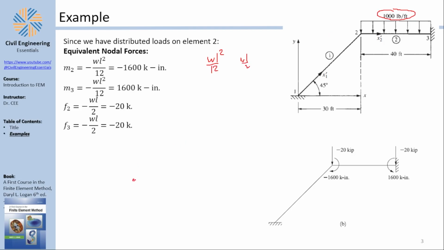Meaning, if I have an element like this between node i and node j, and a distributed force going down of load W, then it will be translated into a force going down here with a value of WL over 2 and a value of WL over 2, as well as a moment going in this direction, which is clockwise, and in this direction, which is counterclockwise, having a value of WL squared over 12.